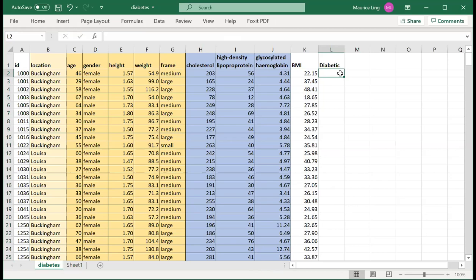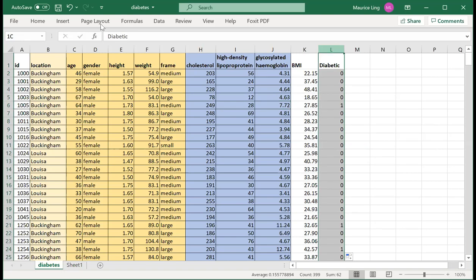So diabetes. A person is deemed to be diabetic when the glycosylated hemoglobin reading rises above 7. So it's 7, if I'm not wrong, millimoles per deciliter of blood. In order to do that, we use an if function in Excel. If the glycosylated hemoglobin is above 7, then we say that the person has diabetes. Otherwise, we say that person has no diabetes, 1 or 0. Okay. That's it.